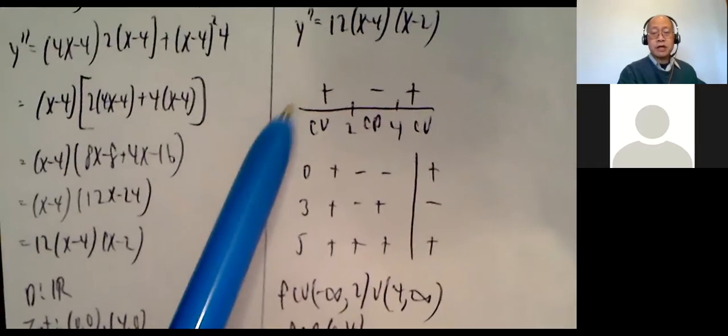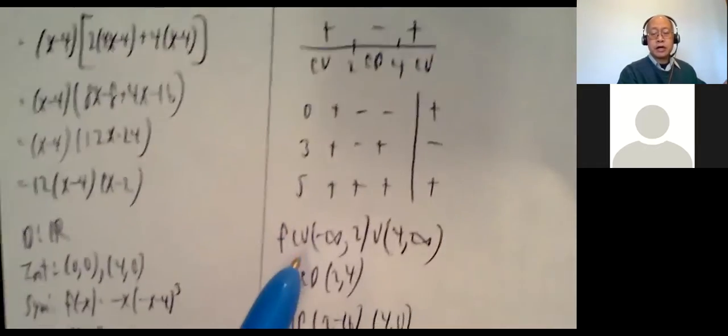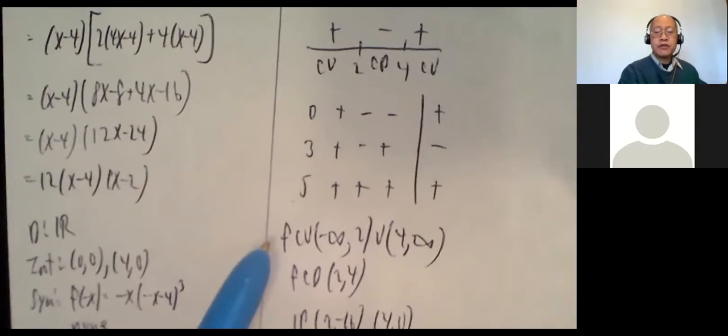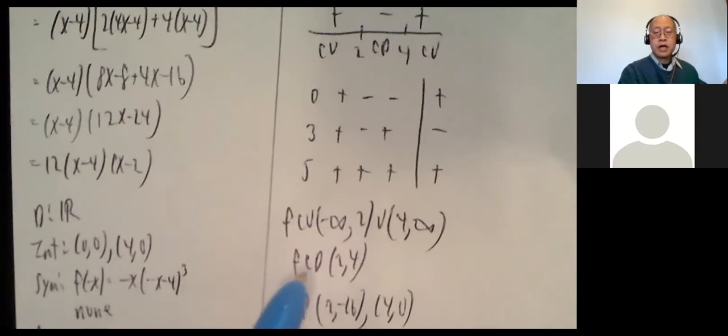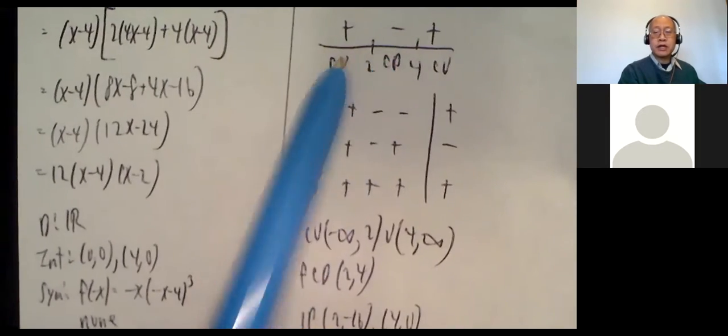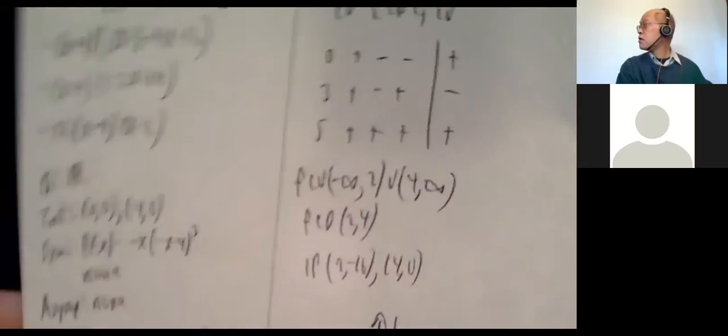Okay, second derivative positive, concave up. Second derivative negative, concave down. So intervals of concavity: f is concave up from negative infinity to 2, union 4 to infinity. F is concave down from 2 to 4. I do have a change in concavity here and here. So my inflection points are (2, -16) and (4, 0).